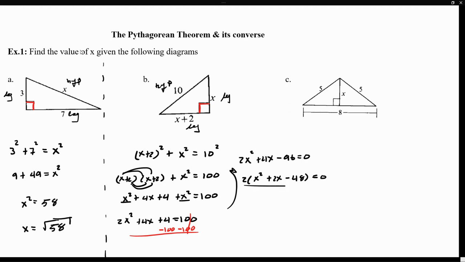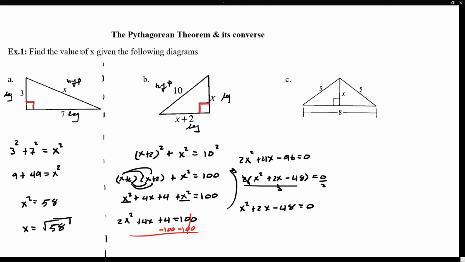If we divide by 2, the 2 will disappear because 0 divided by 2 is 0. So that's one way we can get rid of the leading coefficient. In this case, the leading coefficient is 1, so I can definitely solve for this. How can we solve for this? I can factor it.